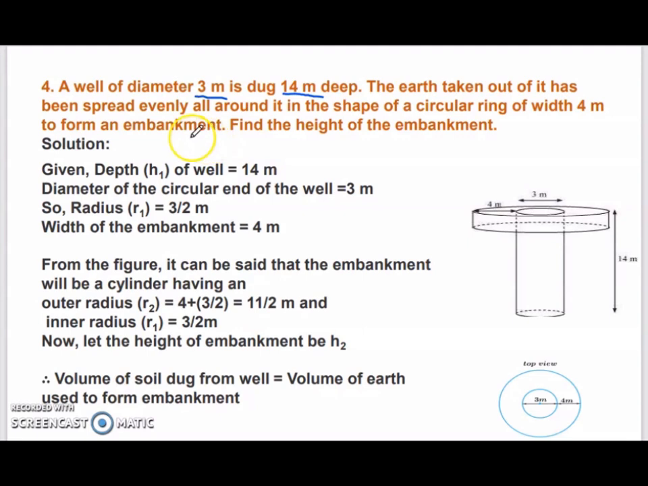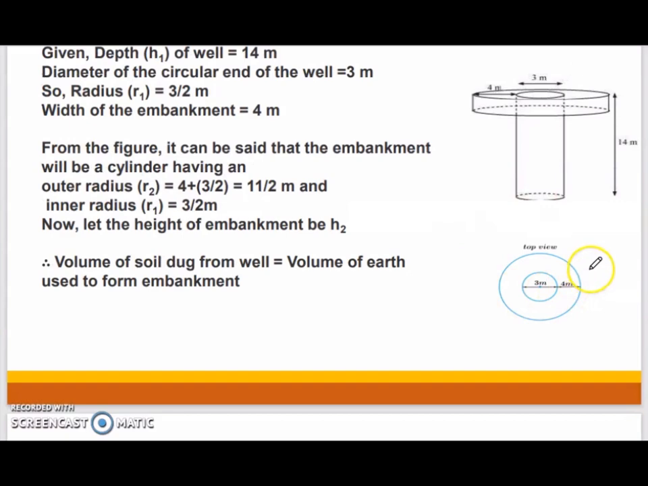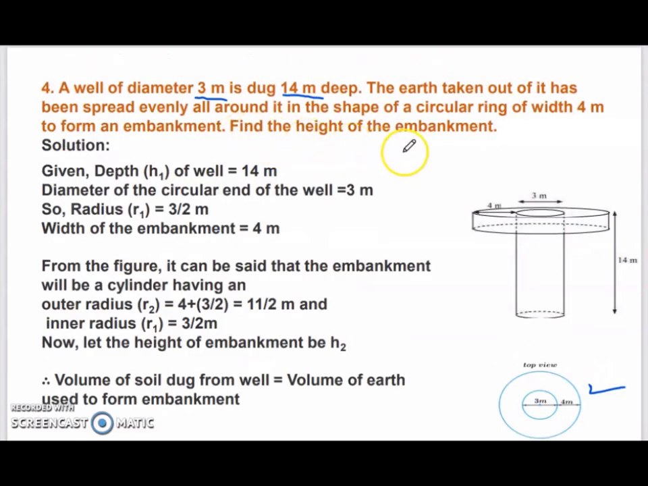Now this embankment, this time it is in the shape of a circular ring because it has been put all around this well. So the embankment looks something like this. This will be the top view of the embankment. It will be in the shape of a circular ring. Now the inner diameter will be 3 meter, same as the diameter of the well, and this thickness width is given as 4 meter. You have to find the height of this embankment.